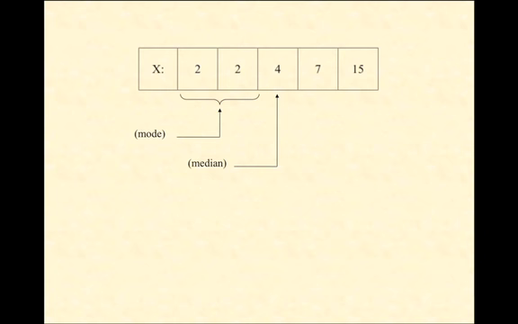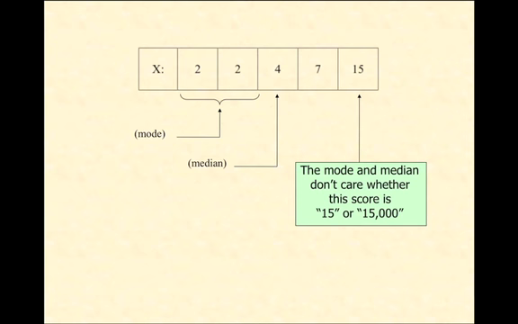So we know that from before, our mode here was 2, and our median was 4. And we see in this distribution of 2, 2, 4, 7, and 15, which has a mean score of 6, what the relationship is among these numbers. Now, let's make some changes. The mode and the median are not sensitive to whether that score is 15 or 15,000 or, for that matter, 15 million.